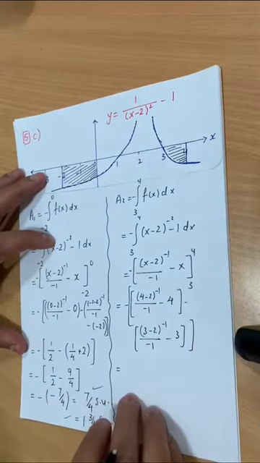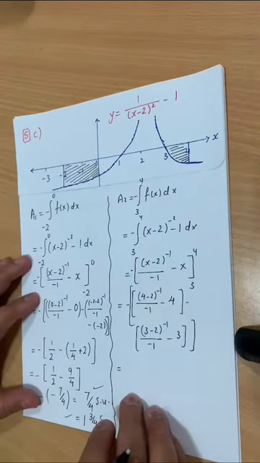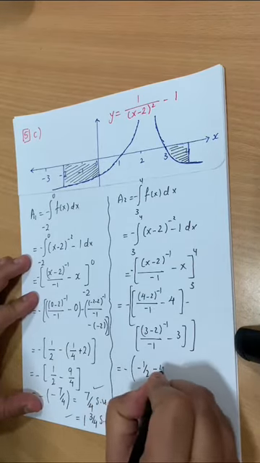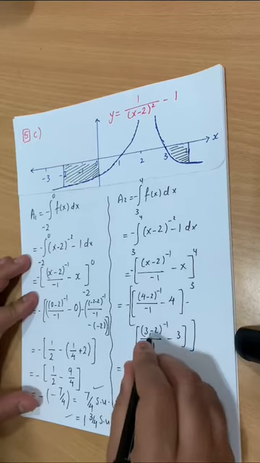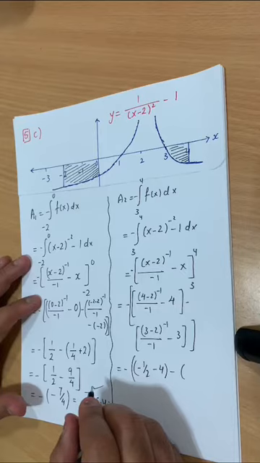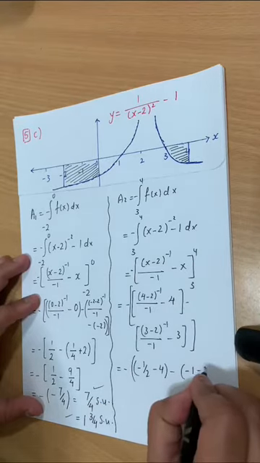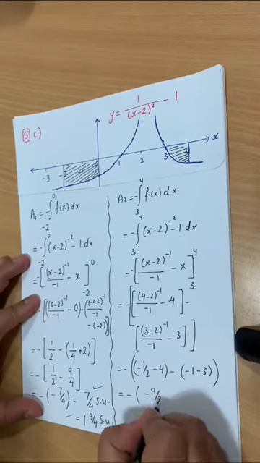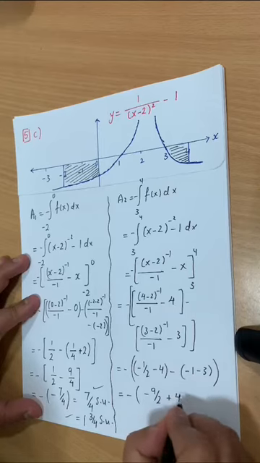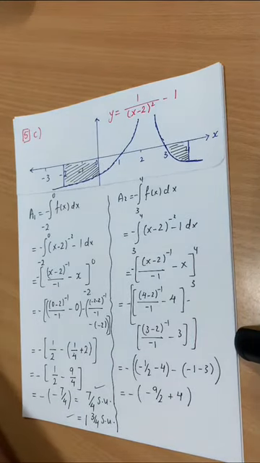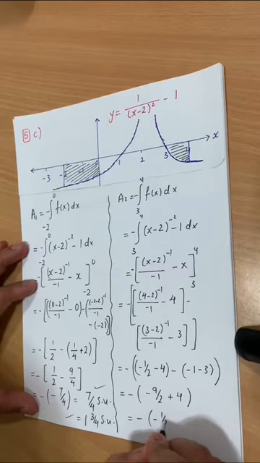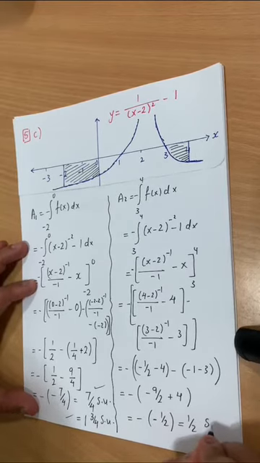For the first part, 4 minus 2 is 2. 2 power of negative 1 is half, and half divided by negative 1 is negative half. Negative half minus 4. Then 3 minus 2 is 1. 1 power of negative 1 is 1. Divided by negative 1 is negative 1, minus 3. So this is negative 9 over 2 now. Then negative 4, so it's plus 4. If you do that on the calculator, negative 9 over 2 plus 4, then the answer is negative half. So negative, negative half, and the answer is half square units.